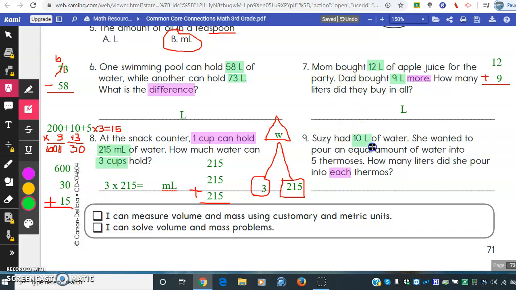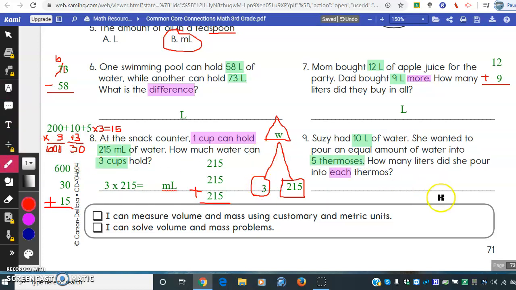Susie had 10 liters of water, and she put that water into 5 thermoses. If she's pouring out water and she's putting it into thermoses, we would say that she's dividing it up, right? Well, let's check that. Remember, total goes at the top. The groups go here. In this case, the groups are my thermoses. And then over here is how much there is in each thermos. And that happens to be what we don't know. How many liters did she pour into each thermos? We don't know that.